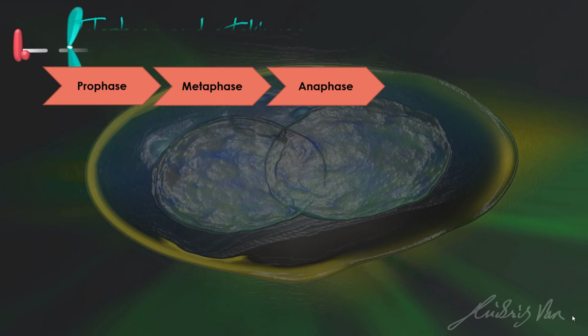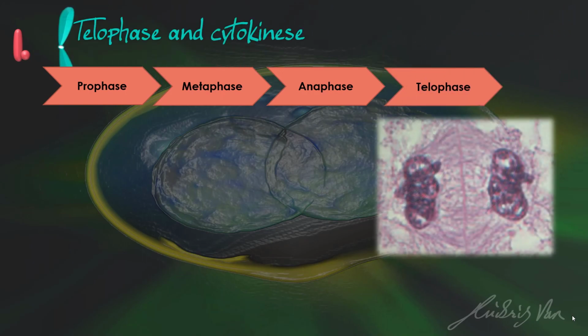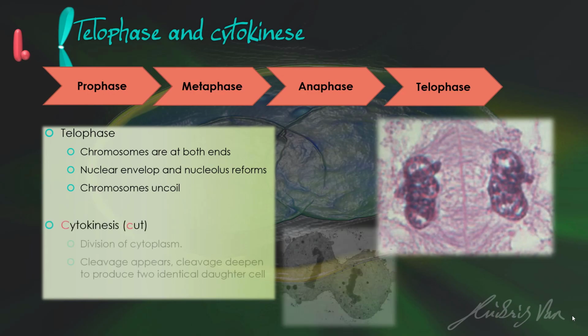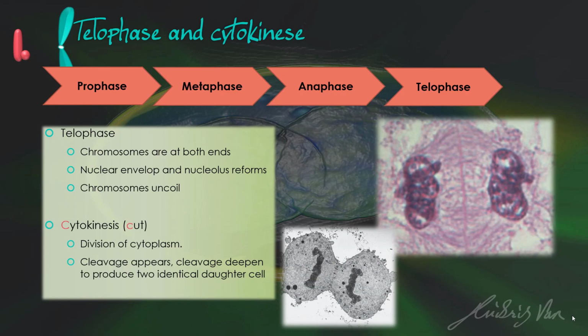Finally, the last phase is called the telophase. So during telophase, you can see that the chromosomes are at both poles or both ends. Other description is not important. And as mentioned, the cell will undergo cytokinesis, whereby a cleavage will start to appear and the cleavage will deepen. And the end result is we produce 2 genetically identical daughter cells.